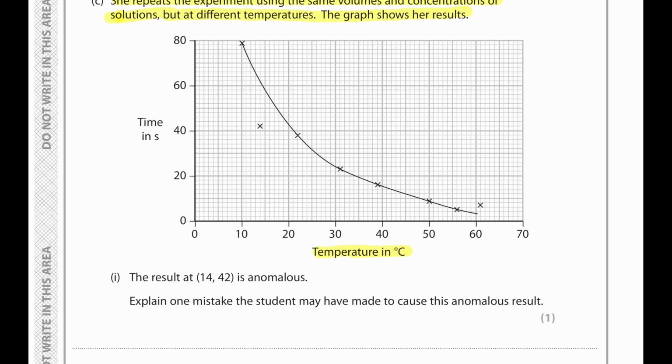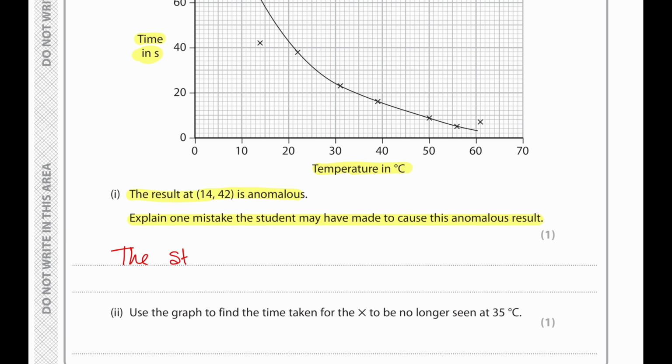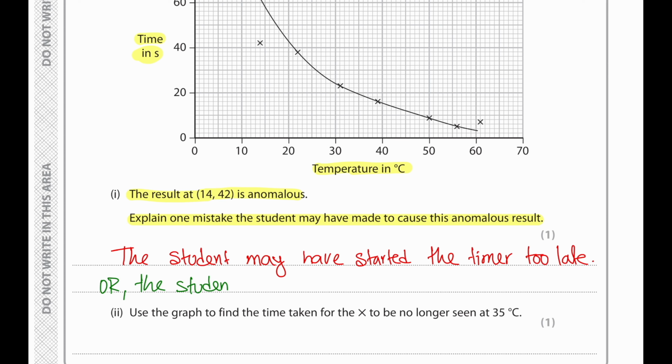Temperature in degrees Celsius and time in seconds are represented on the axes. The result at 44 degrees is anomalous. Explain one mistake the student may have made to cause the anomalous result. The student may have started the timer too early, or the thermometer scale was read incorrectly by the student. Both of these could lead to this particular anomalous point.